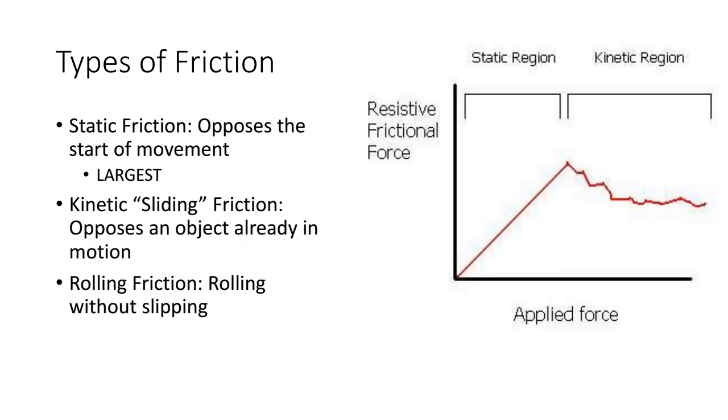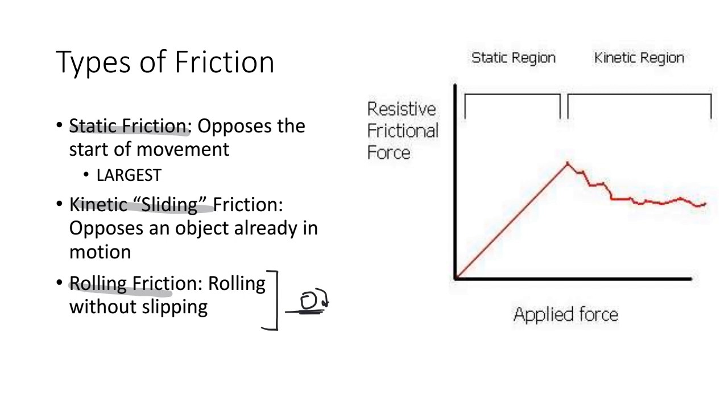There are three types of friction: static friction, which opposes the start of a movement; kinetic friction, which opposes an object already in motion; and rolling friction, which opposes an object rolling without slipping. We're not really going to talk about rolling friction that much. That's the friction, for example, if you have a car and the car's wheels are spinning as it moves, there's friction between the tires and the earth, and that's an example of rolling friction. We're going to focus more on static and kinetic friction.